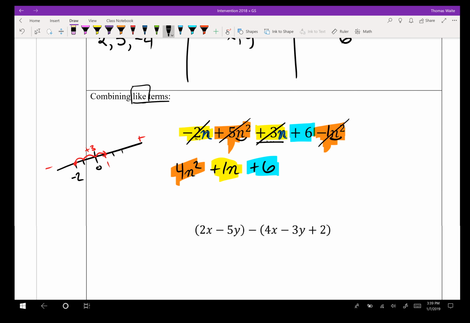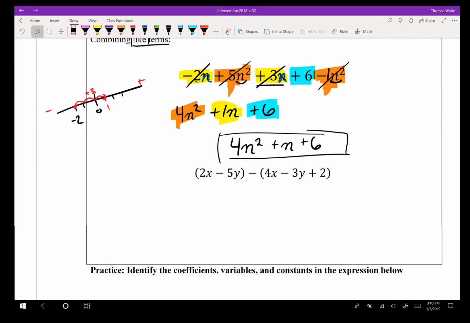So altogether, we've simplified this expression to just be 4n squared plus, I could either write it as 1n or just n plus 6. Awesome. So there's an example of just combining terms. We picked out which are alike, put them together, and instead of having 5 terms in total, we now just have 3. Simpler.